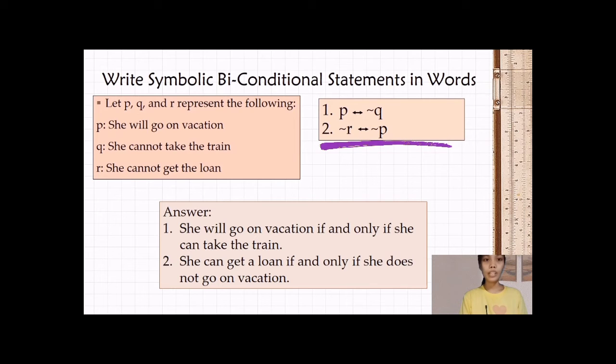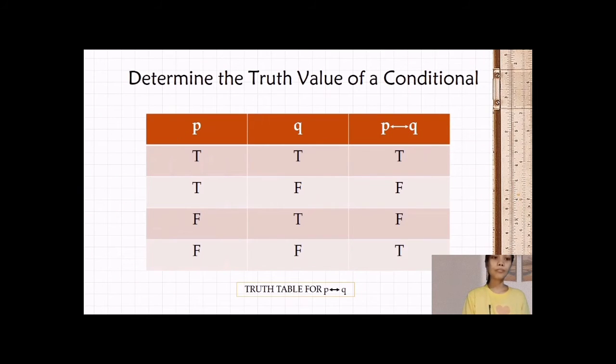Negation of R if and only if the negation of P. She can get a loan if and only if she does not go on vacation. Next, in this slide, you can see the truth table for biconditional.